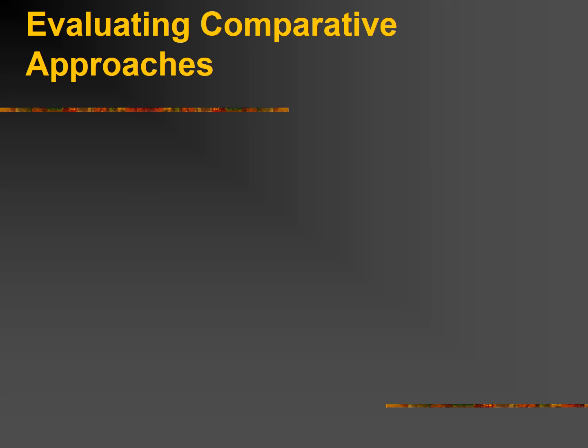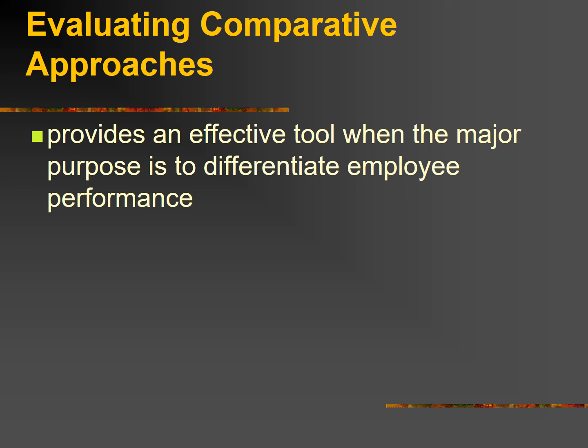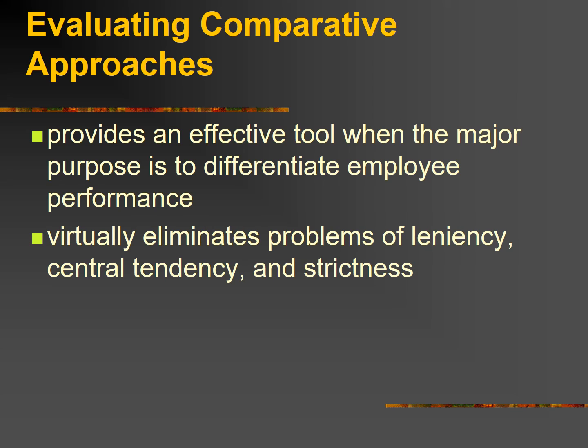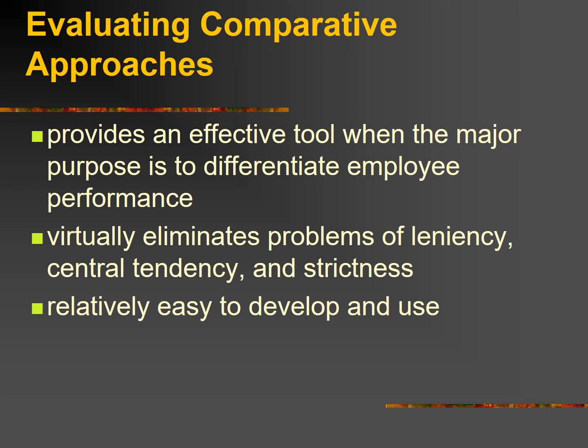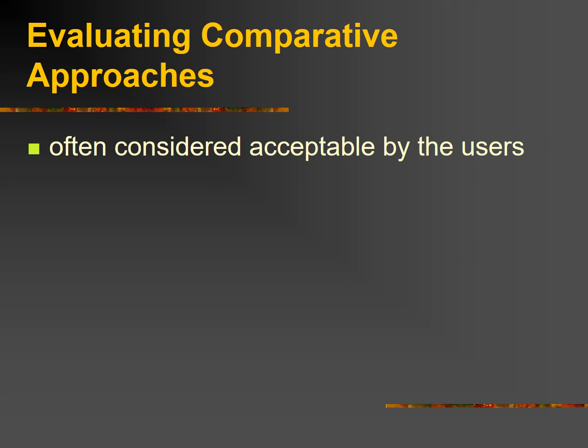Now, when we evaluate the comparison approach, we see that it's an effective tool when the main purpose that you have is to differentiate employees' performance. It virtually eliminates any problems of leniency, central tendency, and strictness because you clearly have to put one person before another. And of course, it's relatively easy to develop and use. We use it all the time. It's often considered to be acceptable by the users because it's easily understandable.